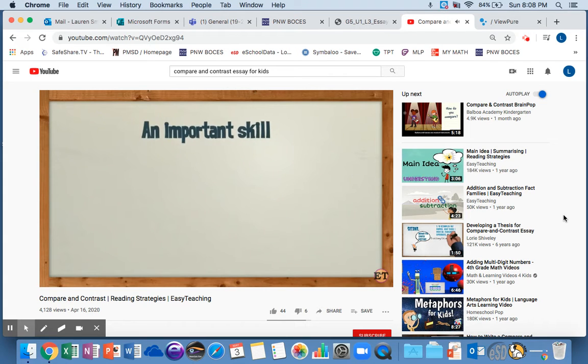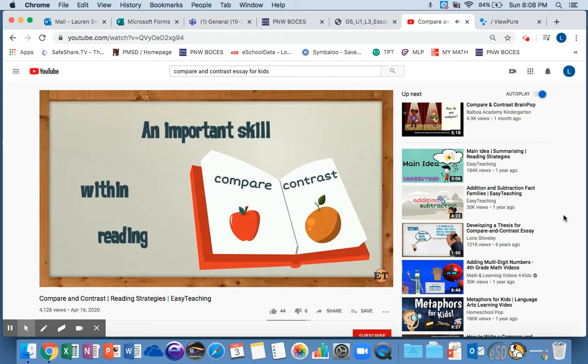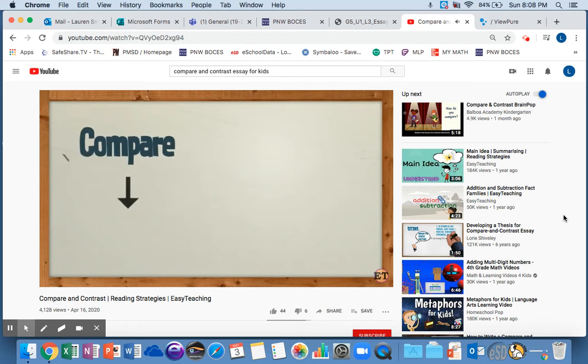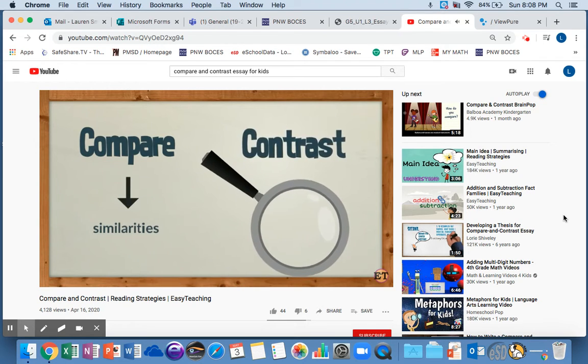An important skill within reading is being able to compare and contrast. It helps us to organize information more efficiently. It's also an important skill in our everyday lives. What does compare and contrast mean? To compare means to identify similarities between two or more things. To contrast means to identify differences.